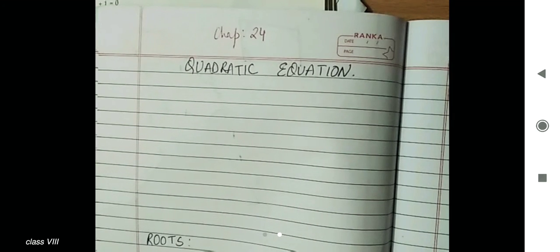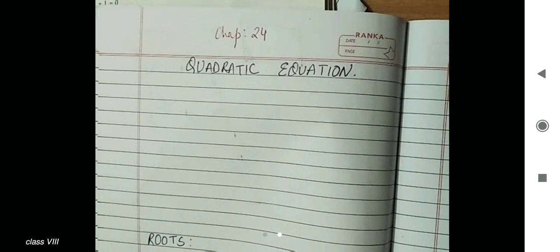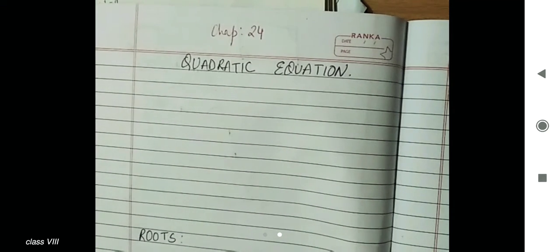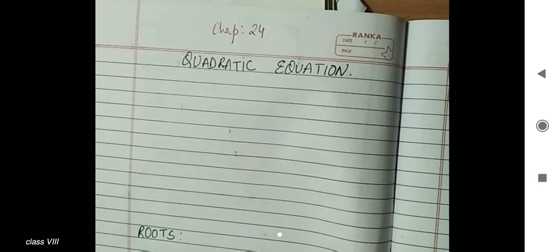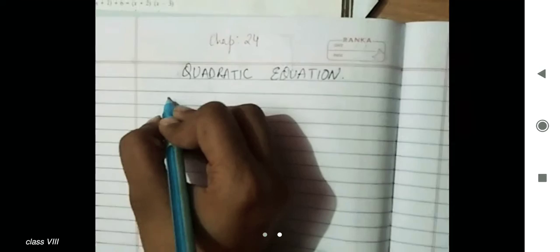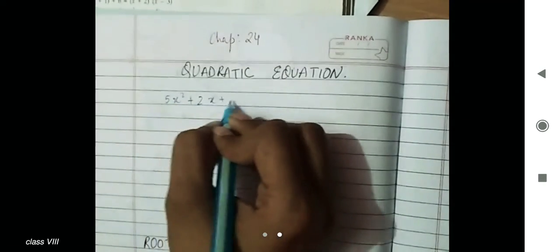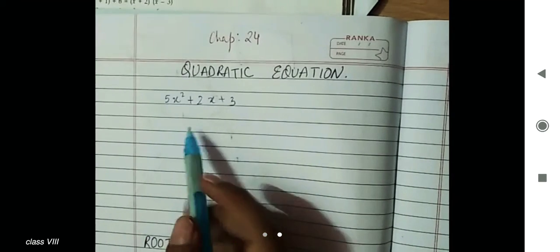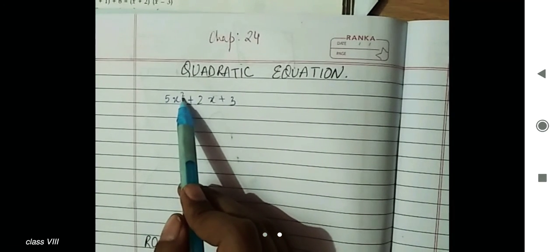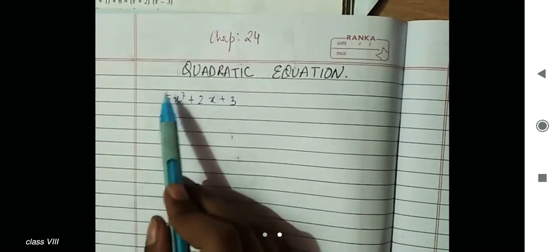Welcome, students. So, we will start chapter number 24, that is quadratic equation. So, what is quadratic equation? That equation whose highest power, or you can say whose highest degree, is 2, that is known as quadratic equation. For example, 5x squared plus 2x plus 3 is a quadratic equation because here the highest power of the variable is 2. So this is your quadratic equation.